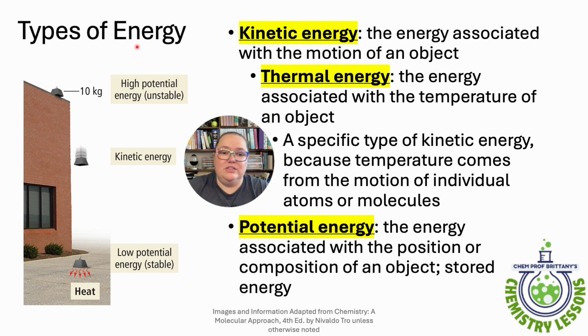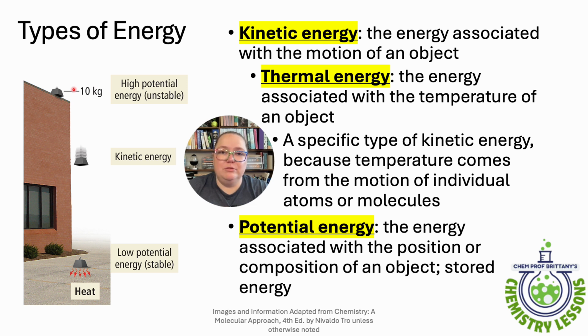Now, if you look to the left, there is this diagram of a building and a 10 kilogram block on the top of the building. This is a typical physics representation of this. So when that 10 kilogram block is at the top of a building, it has high potential energy because it's got a lot of energy stored, gravitationally speaking, with its position on top of the building.